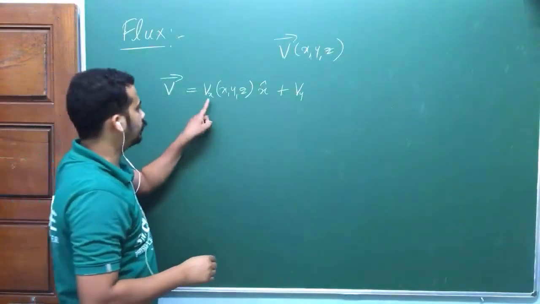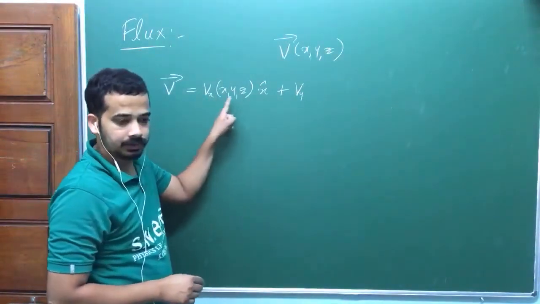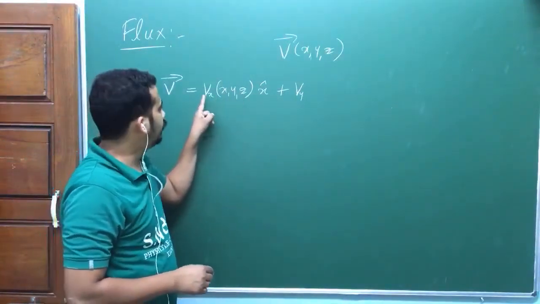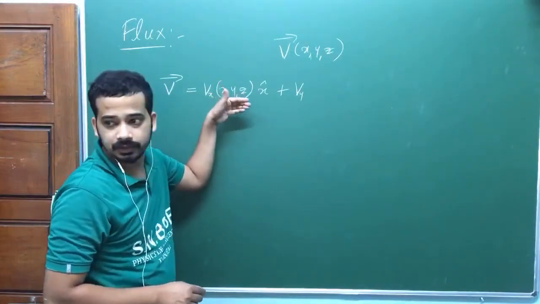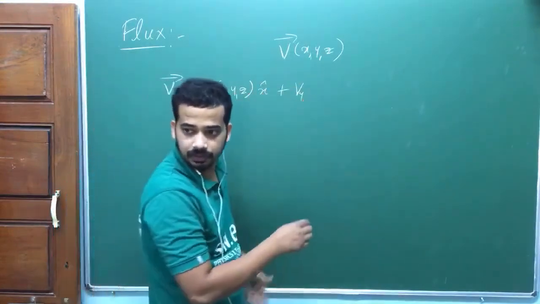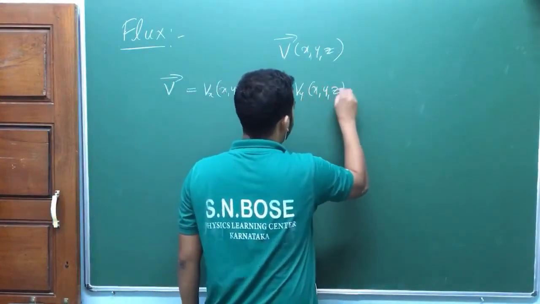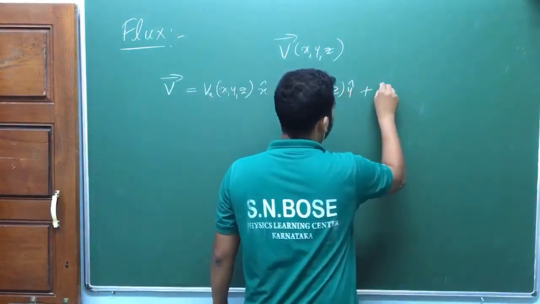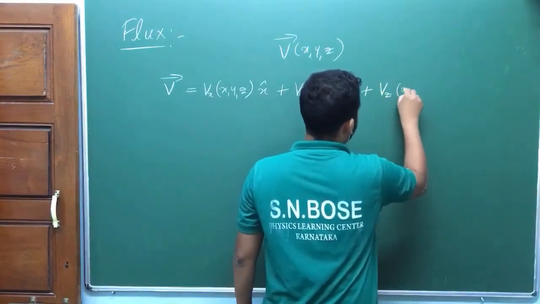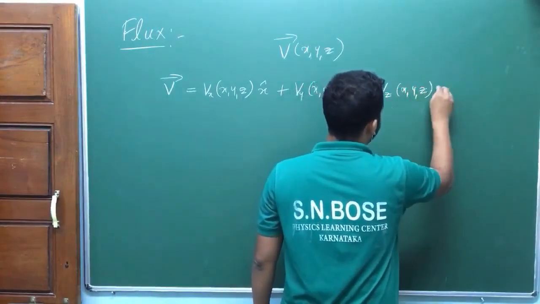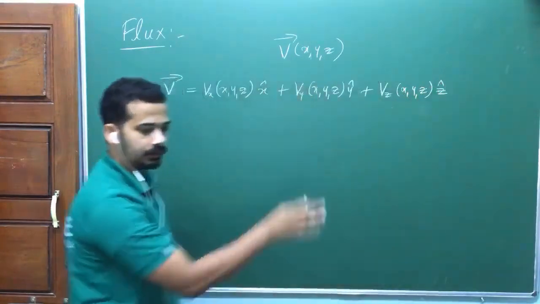I hope you can find the difference between components and variables. Vx is a function of x, y, z. Vy is a function of x, y, z. Are you getting the point? So Vy of x comma y comma z into y cap, plus Vz of x comma y comma z into z cap. Am I right? I have written it like this. We define a vector field like this.